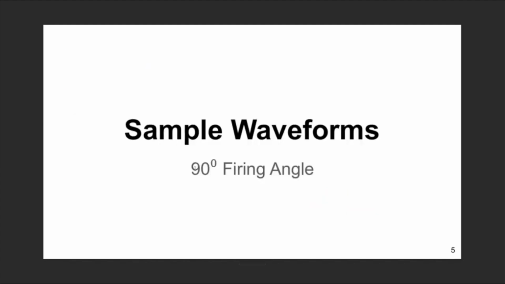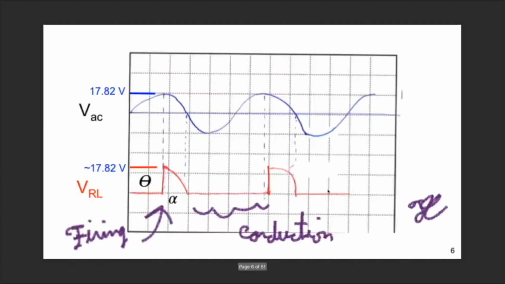Okay, sample waveforms, 90-degree firing angle. So this is the firing angle here, the theta. So the SCR is waiting from the start of the AC cycle for 90 degrees. The SCR turns on, conducts, acts like a closed switch, and carries current for the duration of the cycle. So the firing angle, that's the delay angle. It's how long the SCR waits in the AC cycle before it triggers. The conduction angle is for how many degrees the SCR is on for.